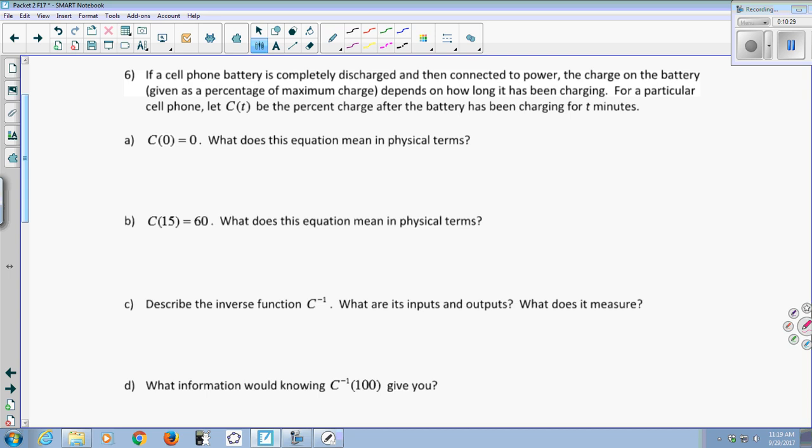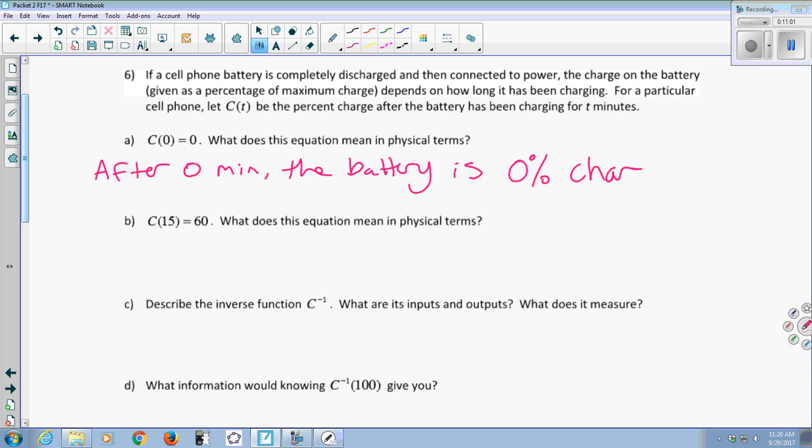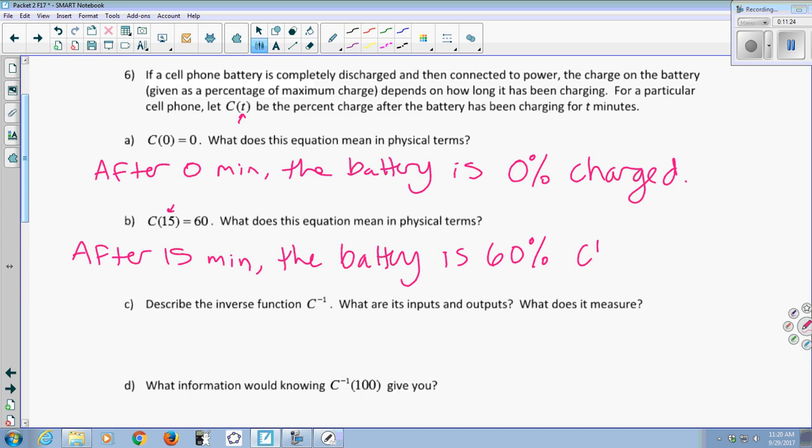Okay, last one here. If a cell phone battery is completely discharged and then connected to power, the charge on the battery, given as a percentage of maximum charge, depends on how long it has been charging. So for a particular cell phone, we're going to let C of t be the percent charge after the battery has been charging for t minutes. So C of 0 equals 0 means that after 0 minutes, the battery is still 0% charged, right? Because you haven't plugged it in. C of 15 equals 60 means that after 15 minutes, right? Because they told us that t was representing minutes. So 15, the number in parentheses, is minutes. After 15 minutes, the battery is 60% charged.